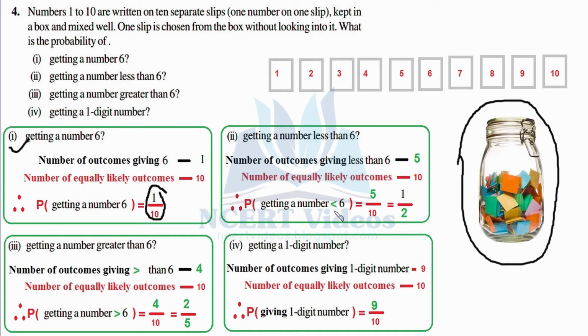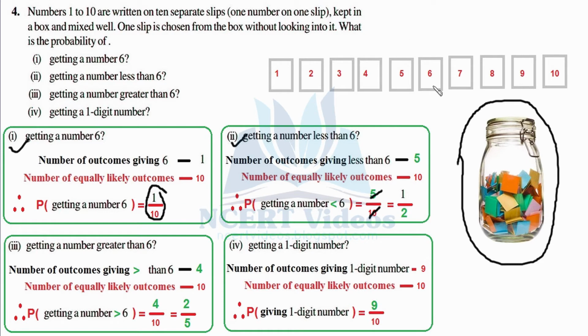So probability of getting a number less than 6 is equal to how much? 5 over 10. When you divide by 5 directly, 1 over 2 is your required answer for the second part. Third part, getting a number greater than 6. So we write getting a number greater than 6.